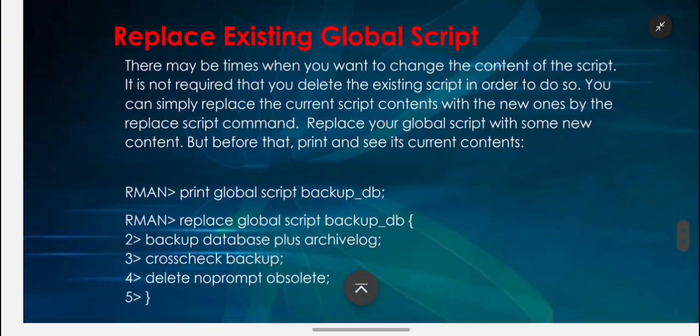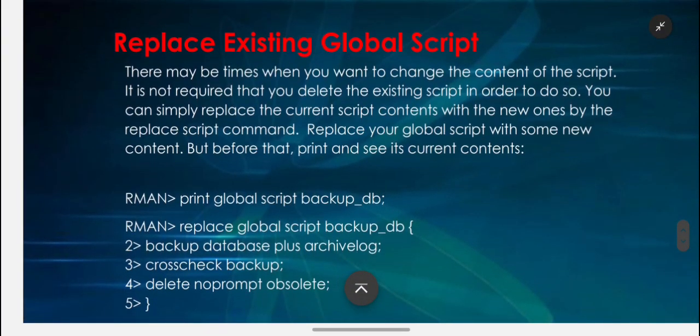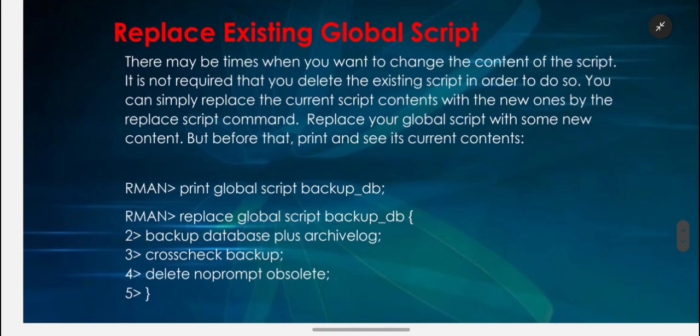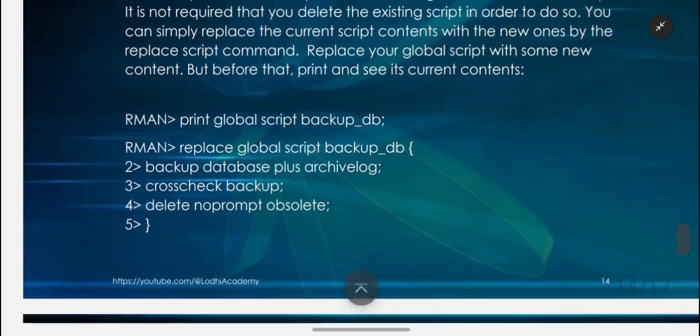Replace existing global script. There may be times when you want to change the content of the script. It is not required that you delete the existing script in order to do so. You can simply replace the current script contents with new ones using the replace script command. Replace your global script with some new content, but before that, print and see its current contents. You can write the command print global script backup_db, and it will show you all the content. In the same way, you can change the content with replace global script backup_db, and you can write all the commands as you like. So this script will be changed.